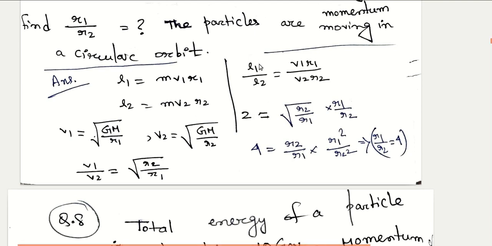Now if we take the ratio of these two equations, L1 by L2 is equal to V1 r1 by V2 r2, and if you substitute the value of V1 by V2, which is root over r2 by r1, and square both sides, it will be 4 is equal to r2 by r1 into r1 square by r2 square, which will give r1 by r2 is equal to 4.